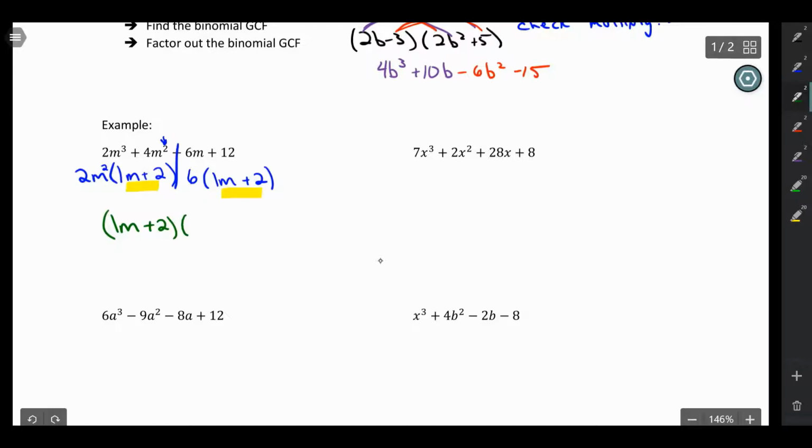Then I've got the leftover pieces, this 2m squared, and this 6. Because the 6 is positive, I will write plus 6. There we go, all done.